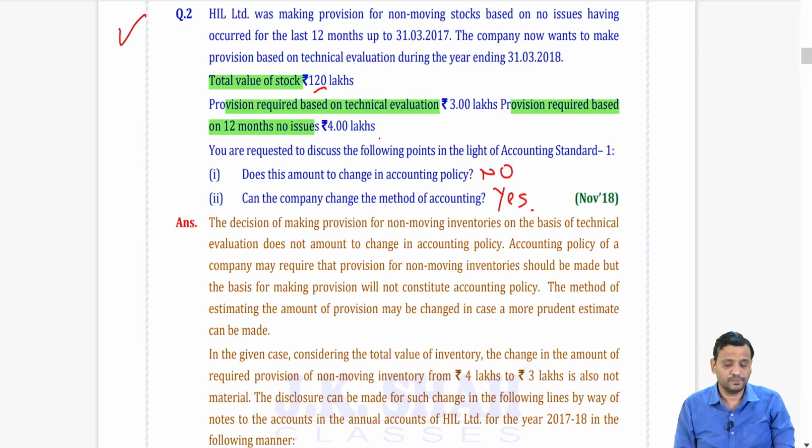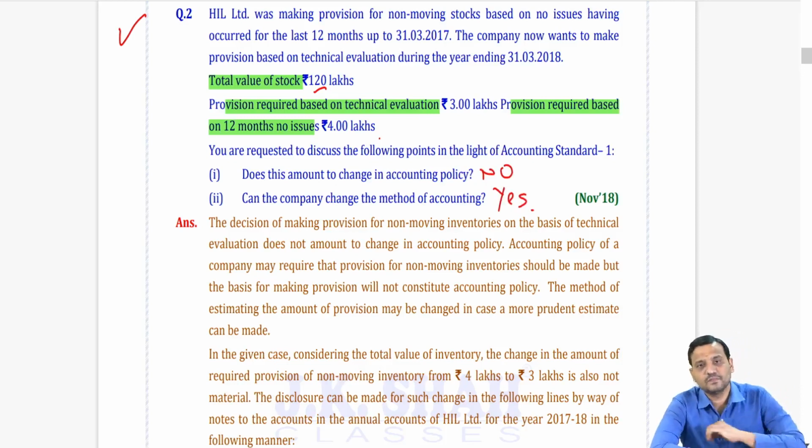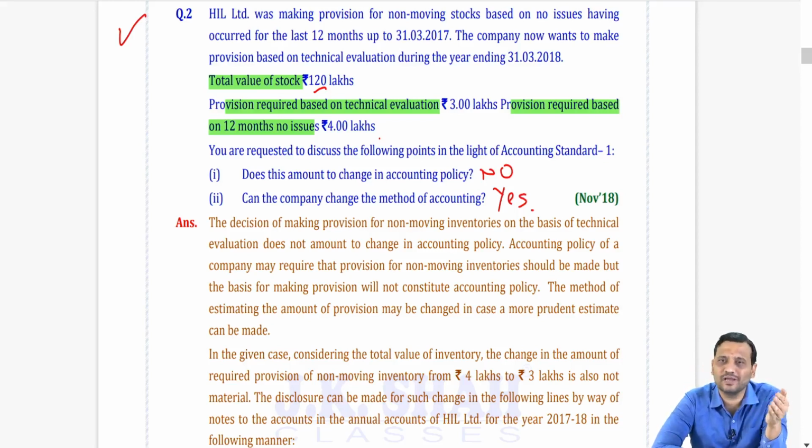Yes, why not? Now see friends, why is it coming under AS1 as well as AS5? Under AS1 because you have to disclose if it is a change in accounting policy, and under AS5 because it is nothing but a change in accounting estimate. Friends, I have non-moving stocks, meaning those goods which I am not able to sell very fast. So obviously at some point of time they will become redundant and they have to be scrapped. So I am creating provision for those non-moving stocks.